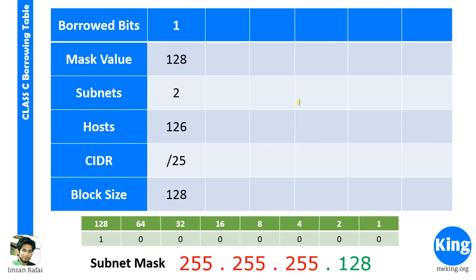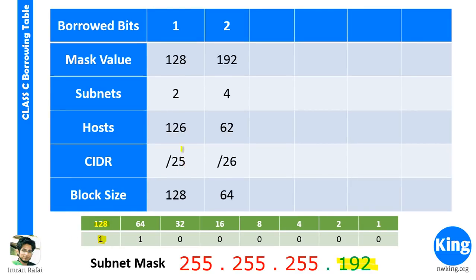For the class C borrowing table, I made a small table to make things very easy. When we borrow 1 bit, the mask value becomes 128, if you see here. So it is going to be 255.255.255.128. When you borrow 1 bit, it creates 2 subnets. How do you know 2 subnets? It's very easy. 2 to the power number of bits borrowed. 2 to the power 1 is 2. The block size, as we see here, if 1 bit is borrowed, is the place value. So 128 is the place value. Number of hosts is always the block size minus 2. CIDR is /25, because it was /24 for class C, you're adding one more, /25.